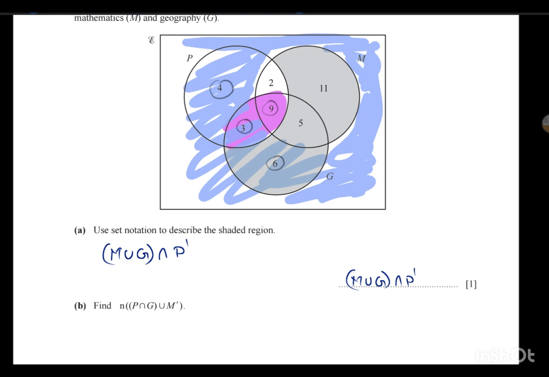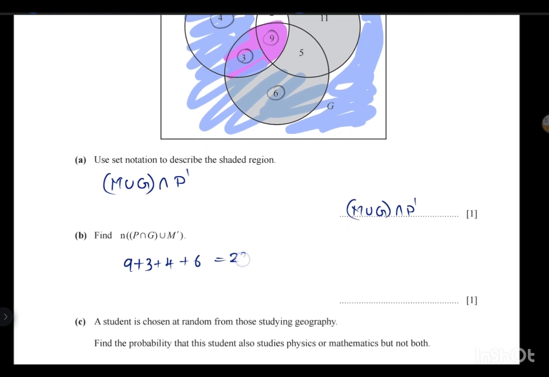9 plus 3 is 12, 12 plus 9 plus 3 plus 4 plus 6, because it is a union. So 12 plus 4 is 16, 16 plus 6 is 22. 22 is the answer.